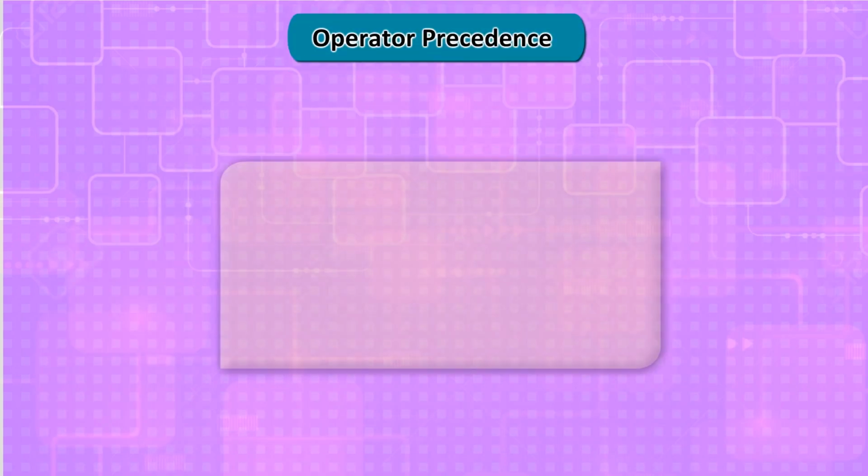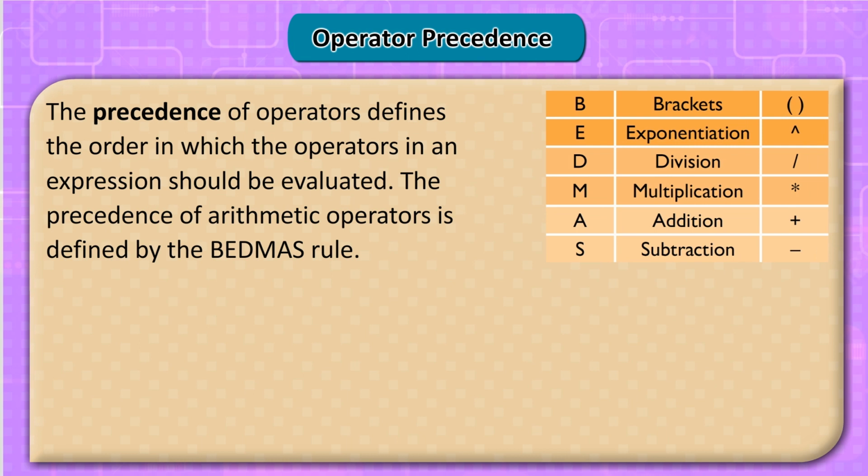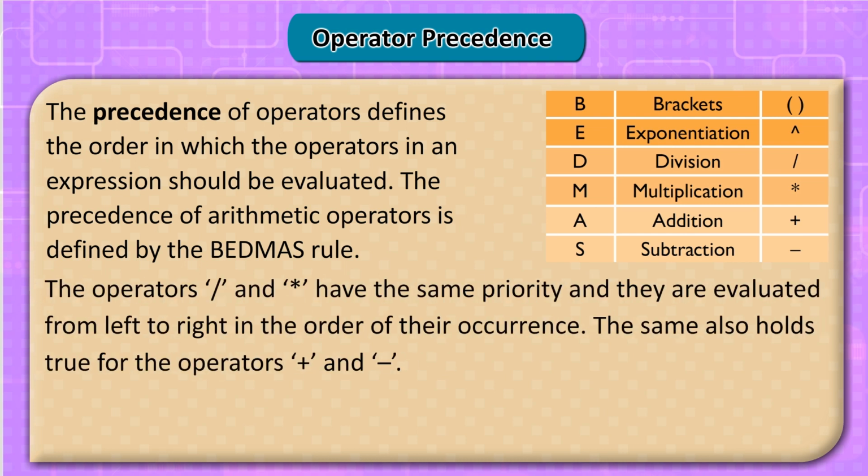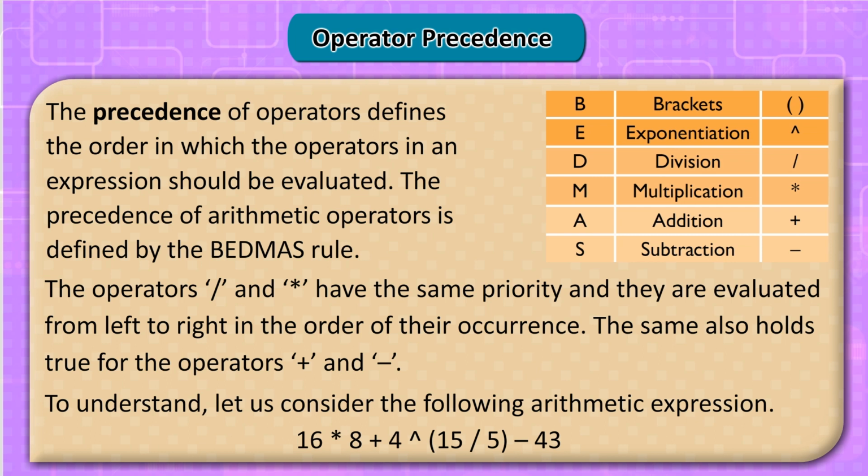Operator precedence. The precedence of operators defines the order in which the operators in an expression should be evaluated. The precedence of arithmetic operators is defined by the BEDMAS rule. The operators divide and multiply have the same priority, and they are evaluated from left to right in the order of their occurrence. The same also holds true for the operators plus and subtract. To understand, let us consider the following arithmetic expression: 16 multiply 8 plus 4 exponential (15 divide 5) subtract 43.